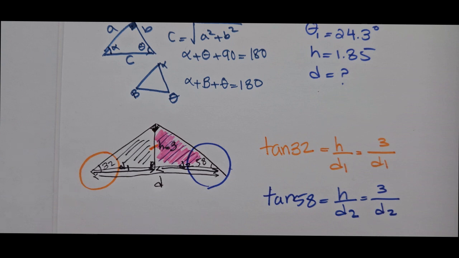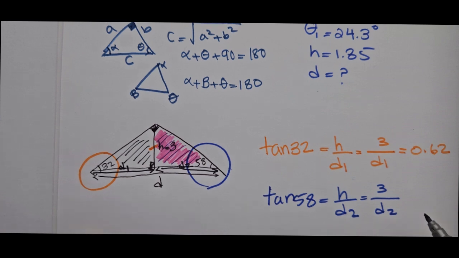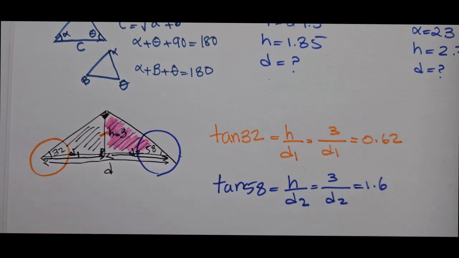But remember, guys, put your calculator in degree mode and calculate tan of 32. I already calculated, so the tan of 32 would be 0.62. And then tan of 58 would be 1.6. Okay? Now, what do you end up with?